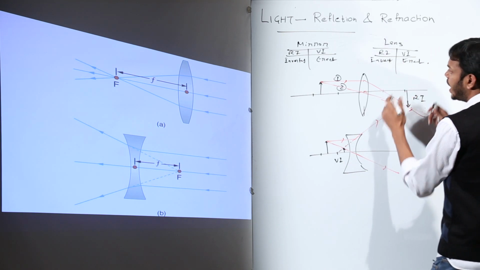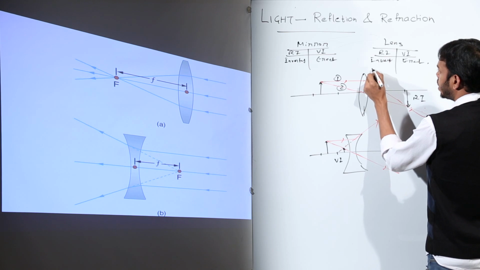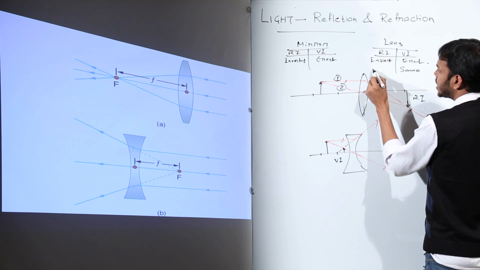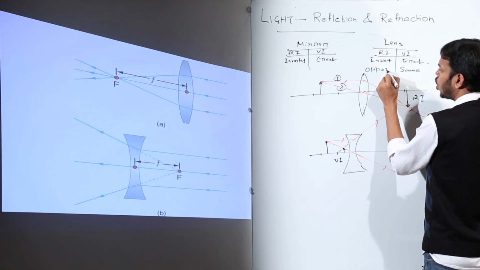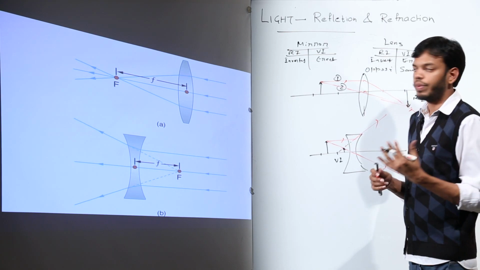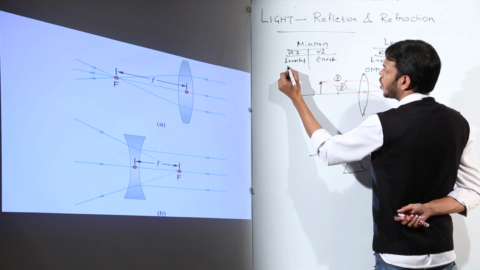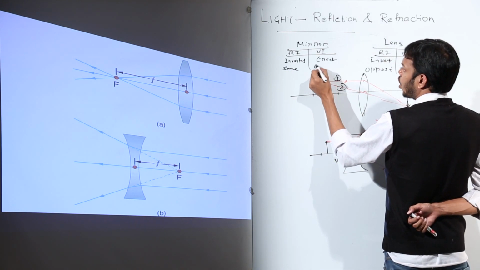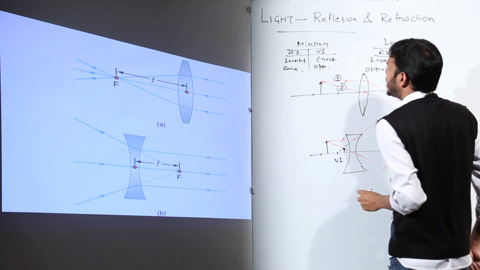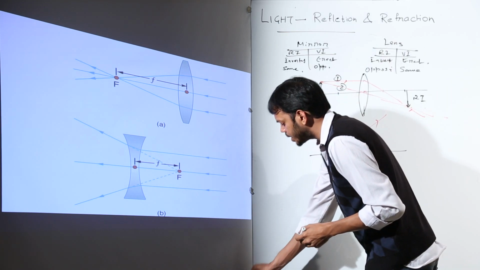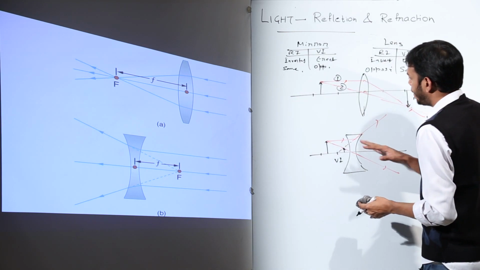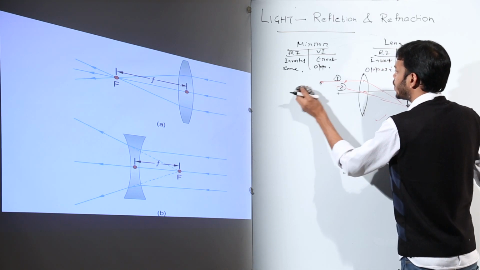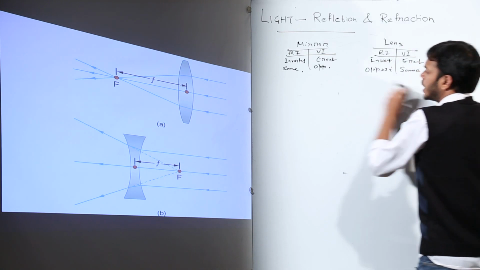So in case of lens, virtual images are on the same side of the object, whereas real images are on the opposite side of the object. But this is not the case for mirrors. In case of mirror, real images are on the same side of the object, whereas virtual images are on the opposite side of the object, right? These are the two important points of difference. And based on the basic laws of making ray diagrams, now consider these two ray diagrams which I have shown you in the projector.